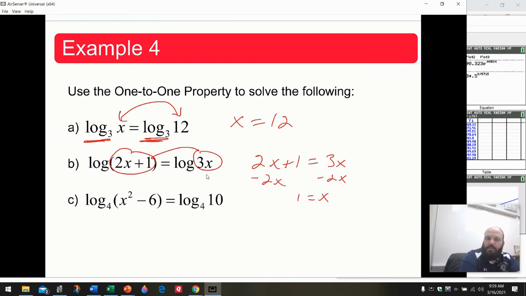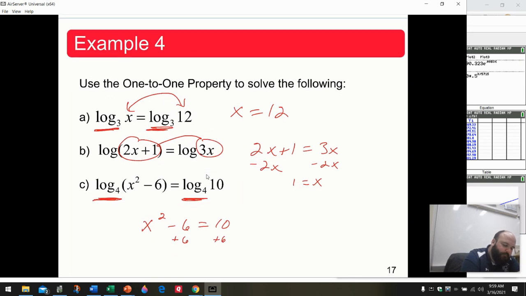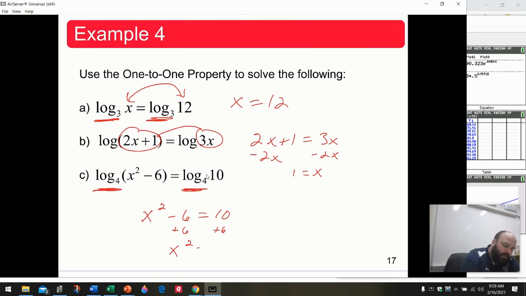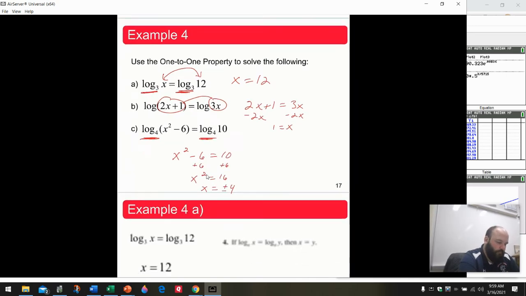Now the last one's going to be done the same as I did the first 2. We check, that's log base 4. This is log base 4. So we know the log bases are the same. So now we will set x squared minus 6 equal to 10. In order to solve this, I will add 6 to both sides. I get x squared equals 16. And then when I square root both sides, I get x equals plus or minus 4.